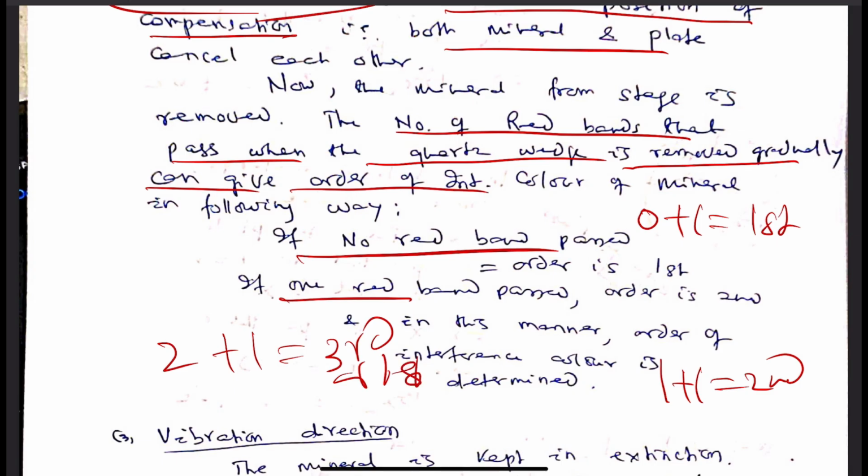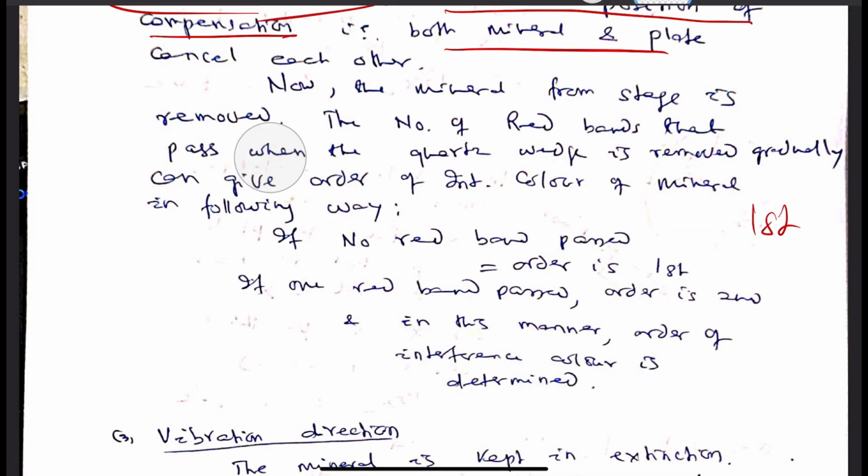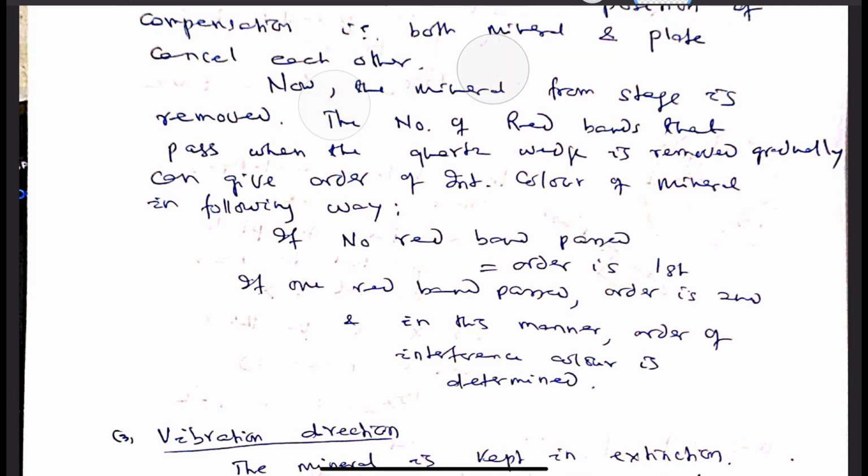So interference color in this manner is determined for any mineral. First the mineral is kept in the position of extinction, it is rotated by 45 degrees either way, the quartz wedge is pushed, and the color rise or fall is noted. Rise will not help. Again, if it is showing rise, then the stage is rotated by 90 degrees, so that the opposite vibration direction will coincide, so that fast will come in contact with the slow, and there will be fall.